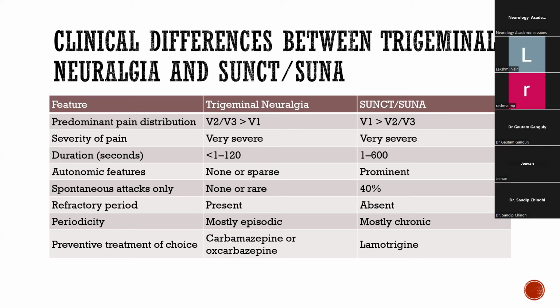And autonomic features will be prominent in trigeminal autonomic cephalalgias, and the refractory period will be absent. And periodicity will be more chronic. And usually lamotrigine is more effective in trigeminal autonomic cephalalgias than in trigeminal neuralgia. So we'll discuss in detail the medical management of trigeminal neuralgia. The first line management is carbamazepine as well as oxcarbazepine.